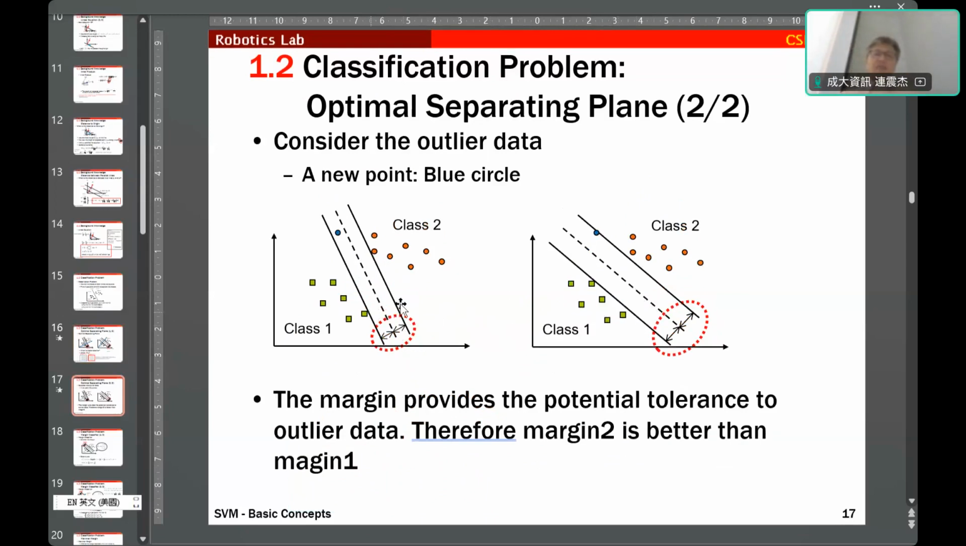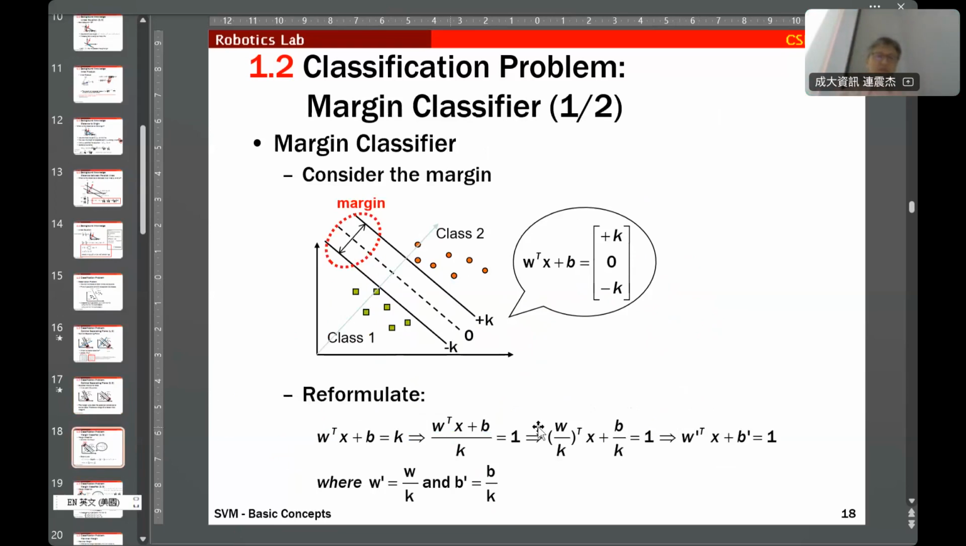And our purpose is to compare both: you'll find this margin is small and this margin is big. Our purpose is to find the large margin between the two classes. Again, here they write K, but actually this is A, which is the same as what we just said.